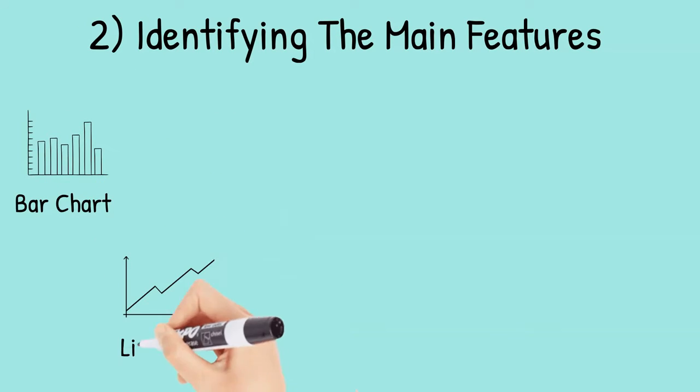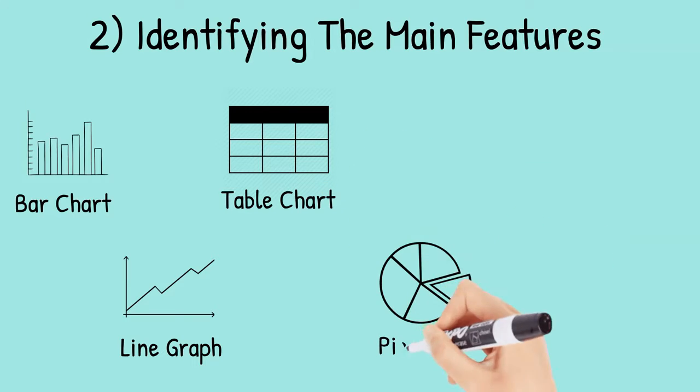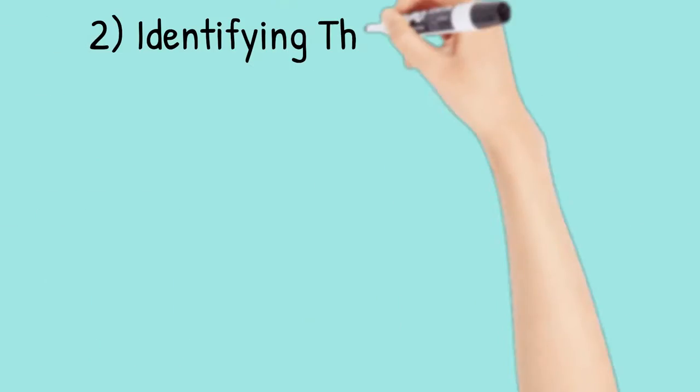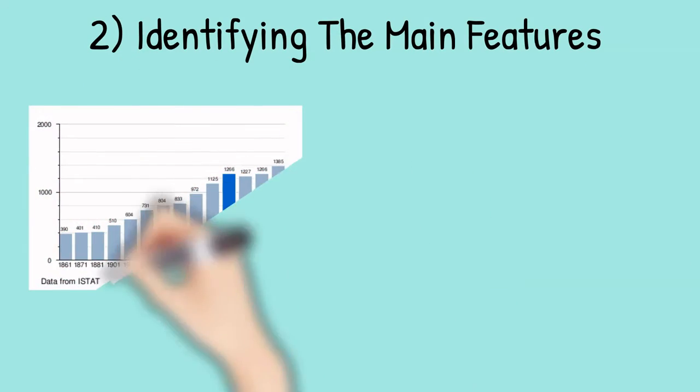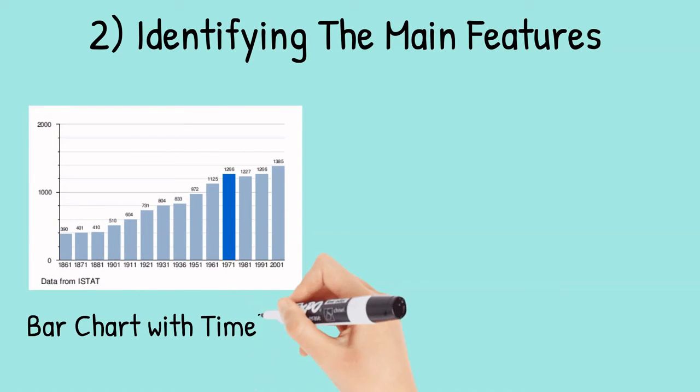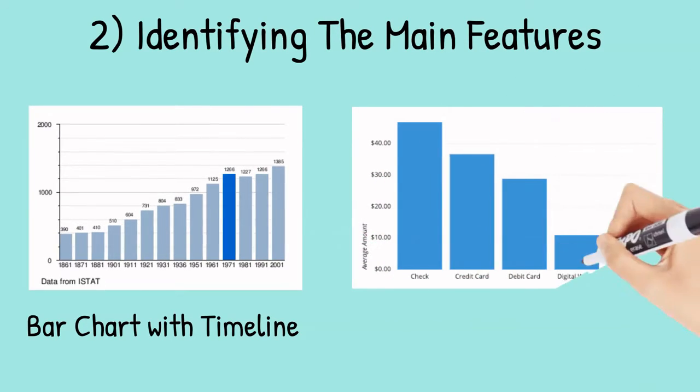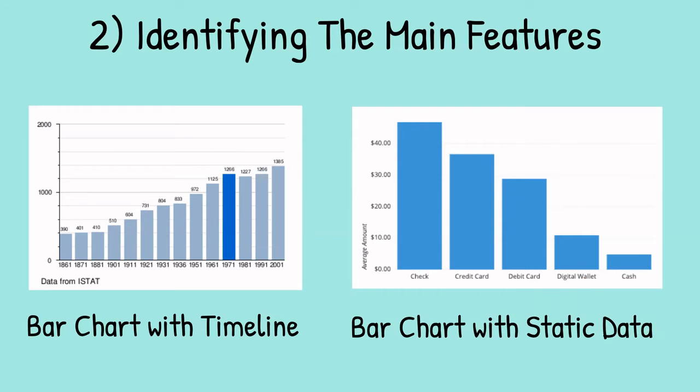Here's a reminder of the 7 question types: bar chart, line graph, table chart, pie chart, process diagram, maps, and multiple graphs. The key features of a graphic will usually be the easiest thing to spot. For a bar chart with a timeline known as a dynamic bar chart, look for general trends. The timeline will give you the biggest clues as to the most significant trends. Alternatively, a bar chart may be static with the data coming from one point in time. For this type of graphic, you would need to compare whatever different variables are shown.